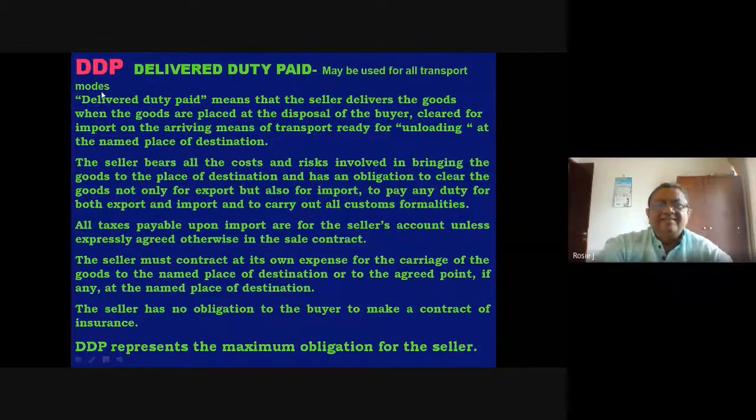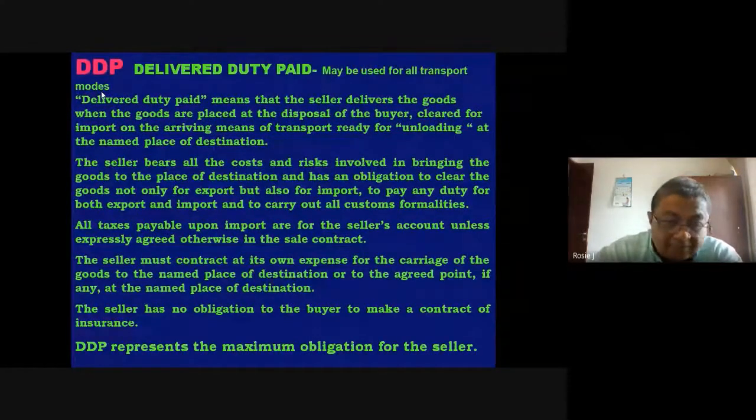Then DDP. Like I said, EXW is the best for the exporter. DDP is the best for the importer. In the sense that the exporter is totally responsible to take the goods to, say, Riyadh or wherever, and he pays all the import costs, import duty. In DAP, the import costs and the customs duty are paid by the importer, right? But here in DDP, he takes everything: import clearance, export clearance, import duty, all that.